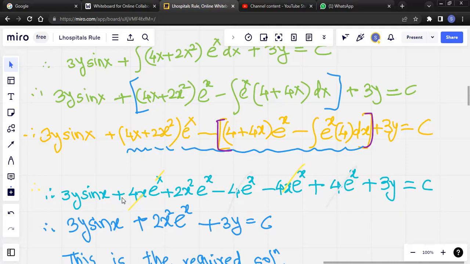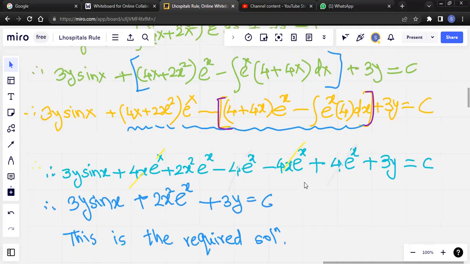4x e raised to x with plus sign once and minus sign once cancel each other. 4 e raised to x with minus sign and plus sign cancel each other. And we are left with 3y sin x plus 2x square e raised to x plus 3y equal to constant. This is our solution.